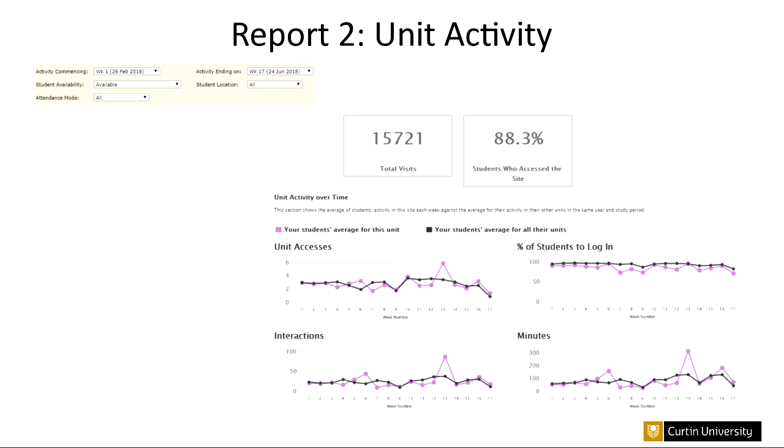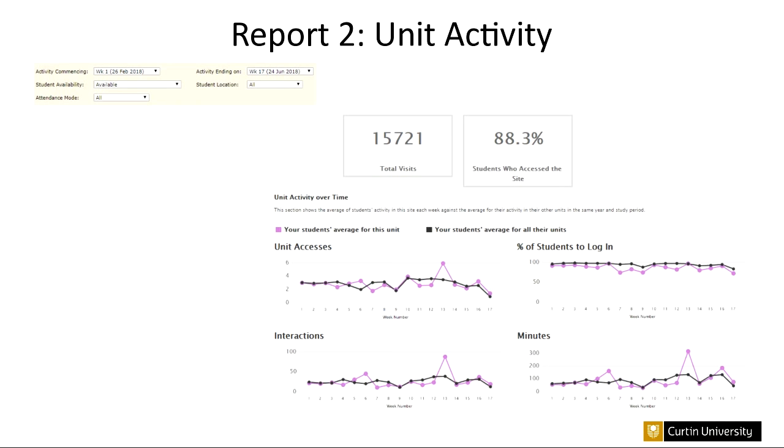And then it's got some weekly stats for the unit. So it's comparing your students. We wanted to design this as a way for unit coordinators to see the level of activity of students in this site compared to those same students but from other sites. So that was this comparison graph here, where that pink line is the students' average number of accesses for each week, and the orange line is those same students' average number of accesses each week, but for their other units. And same for percentage to log in and interactions and minutes, etc.